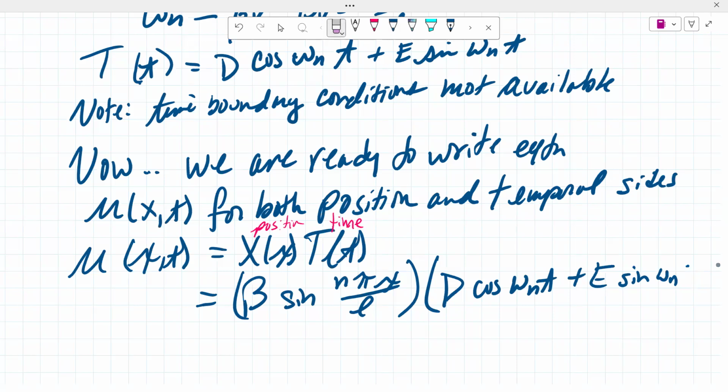All right, this writing could use some improvement. Let me just improve this. It's omega sub n t, and this is a closed parenthesis. It should be similar size to the other one. Okay, that looks much better. So here is our position solution, and here is our time solution, which are multiplied together because we had assumed the separability. So we have now completed that.